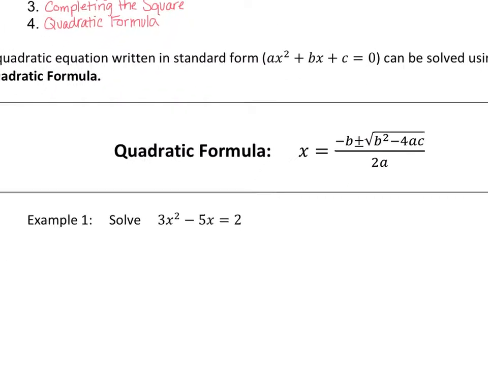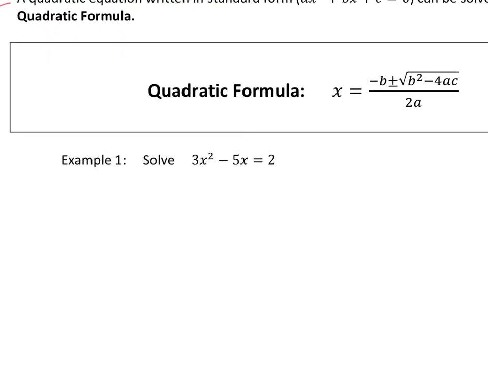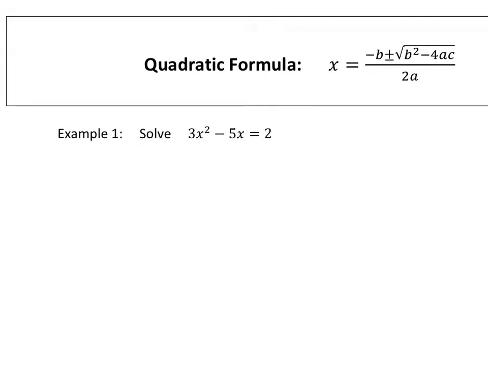Okay? So, for this first example, is it in standard form? Almost. What do we need to move? The 2. So subtract that to the other side. We get 3x squared minus 5x minus 2 equals 0. So based on that, what does A equal? What does B equal? And C? -2. So those are 3 numbers that we're going to plug in.